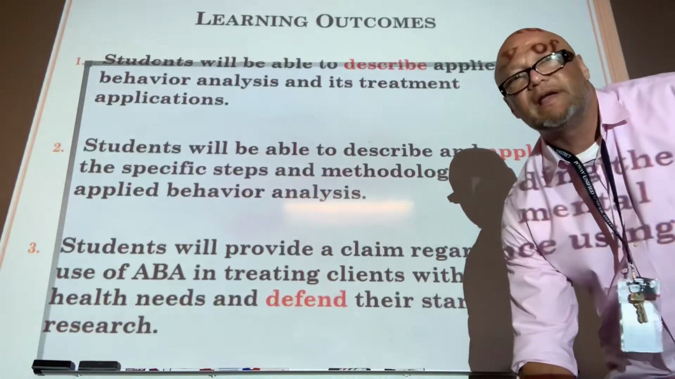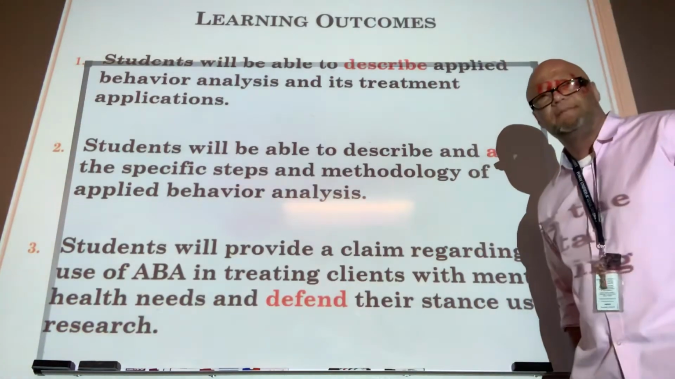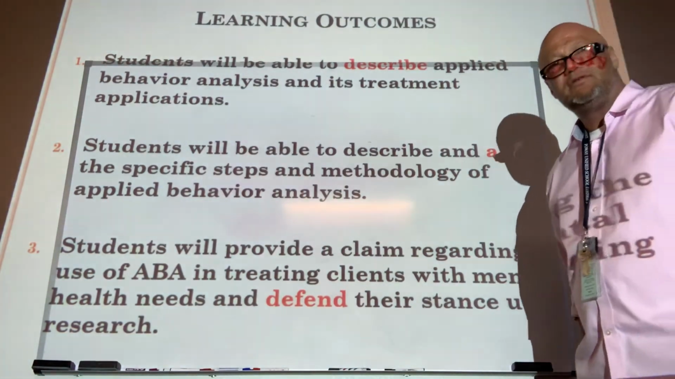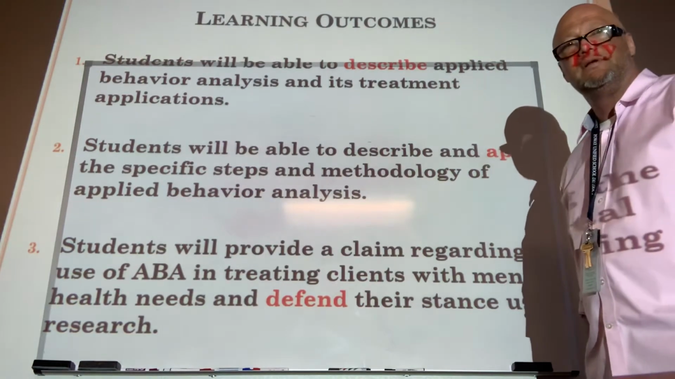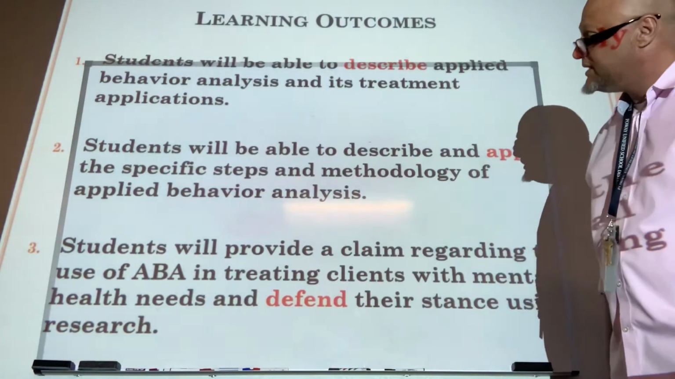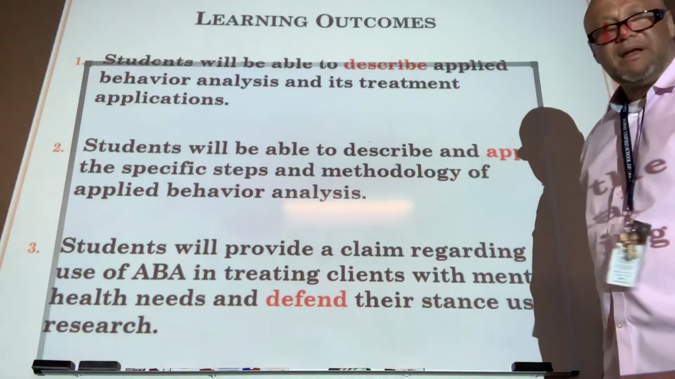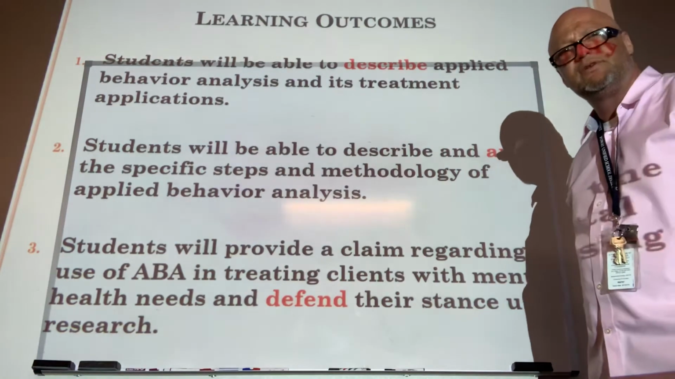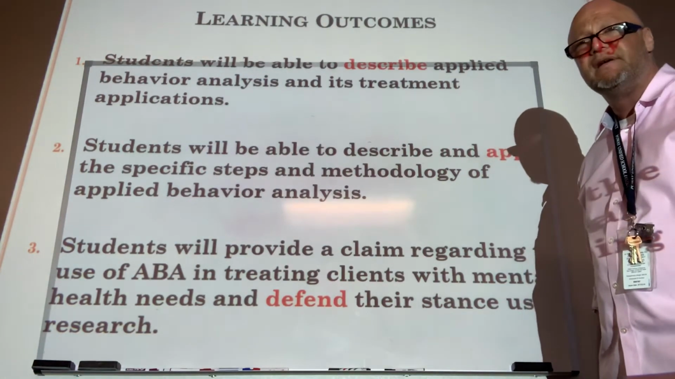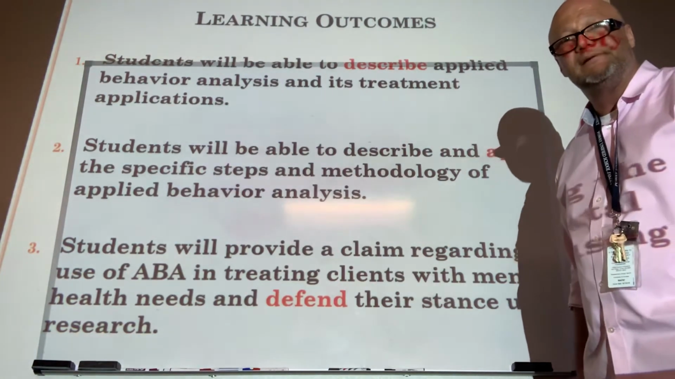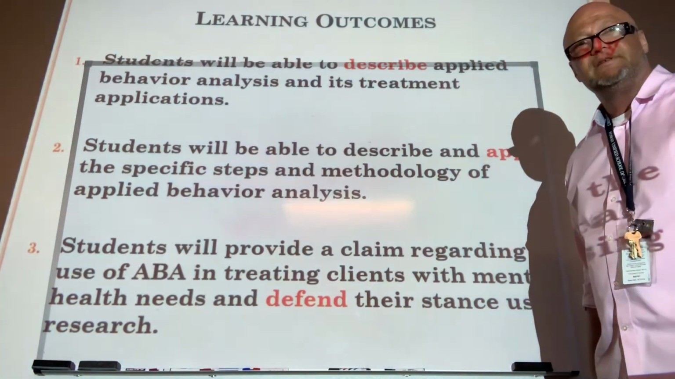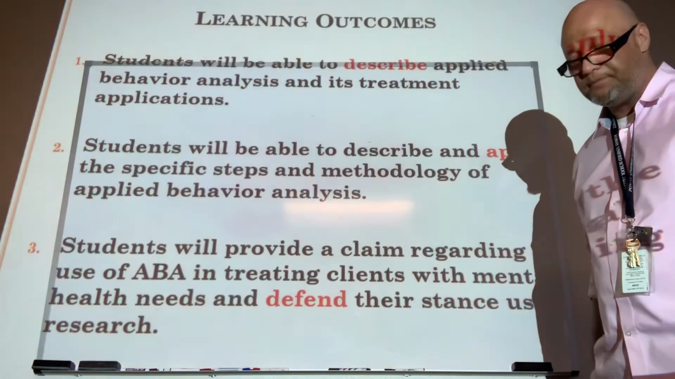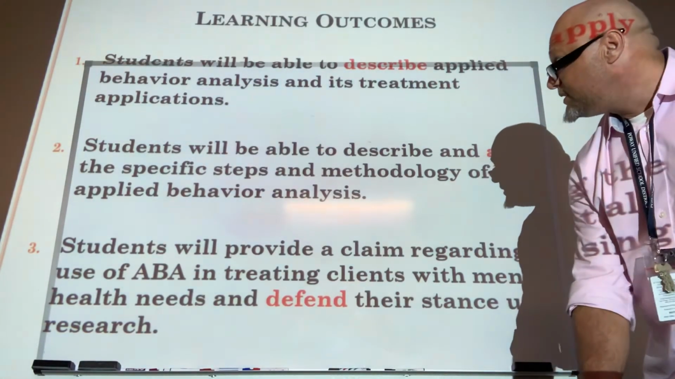So as far as our learning outcomes go, we have 3. Number 1, you've already done that to a large extent. So being able to talk about theoretically what applied behavior analysis is, and historically its treatment applications. And so that was your homework assignment, and we kind of scanned through those, and it looks like you have a pretty good grasp on, at least theoretically, what's going on.